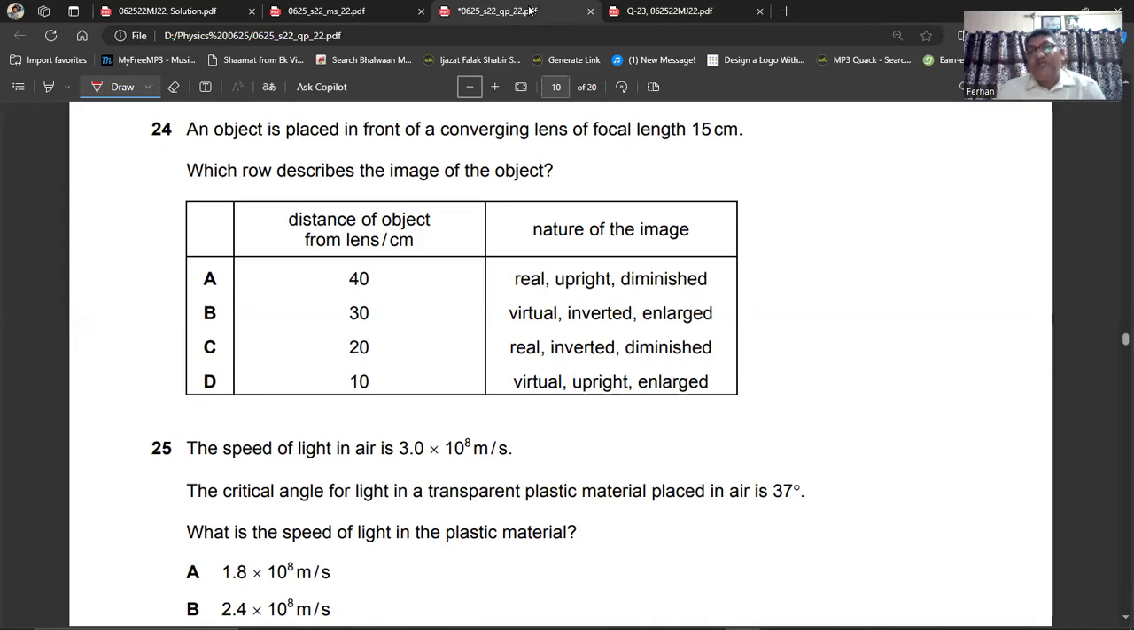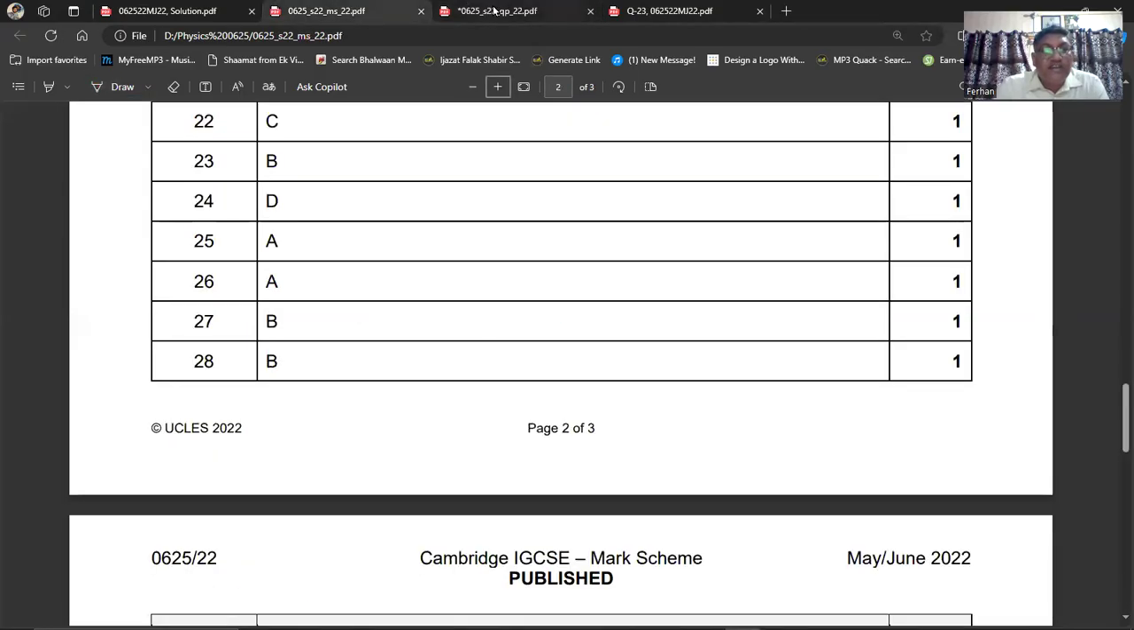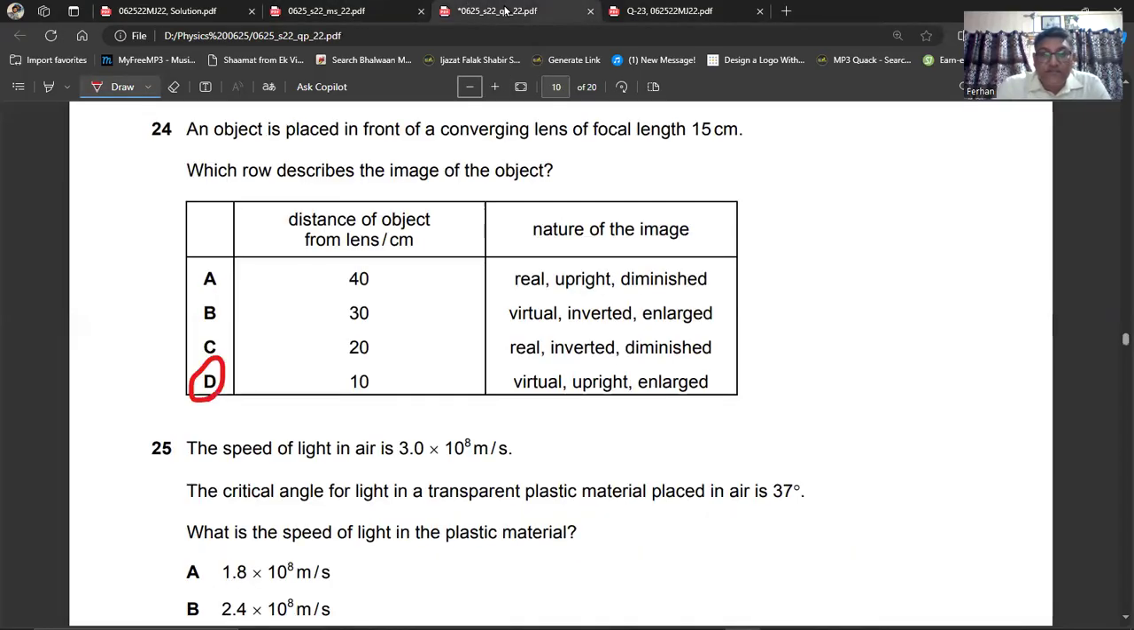If the distance of the object from the lens is less than its focal length, then the image formed is virtual, upright, and enlarged. So I think D is the choice. Question number 24. D is the right choice.